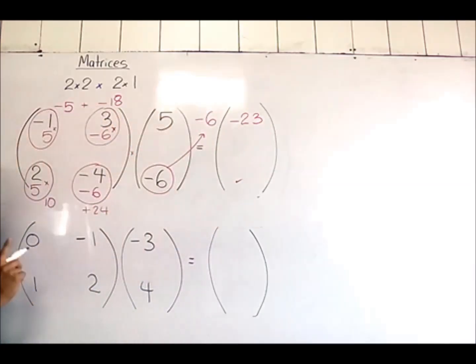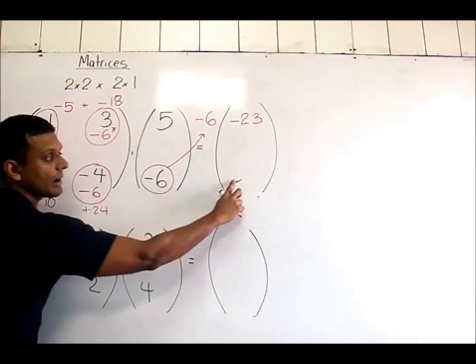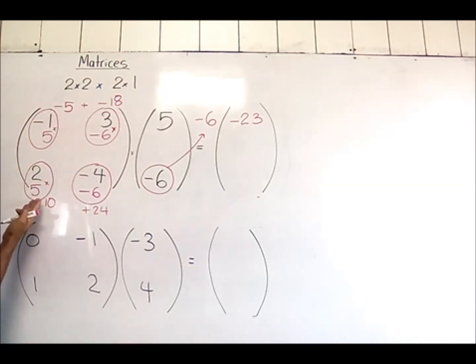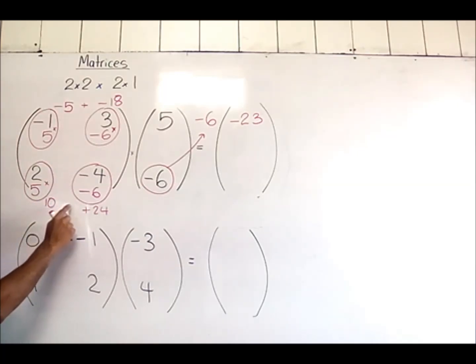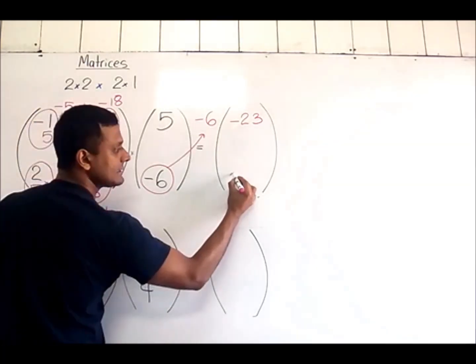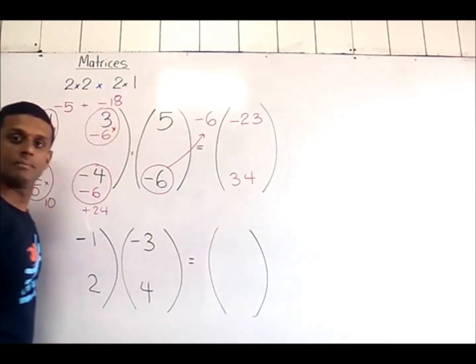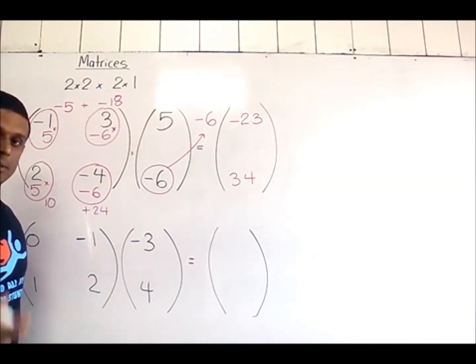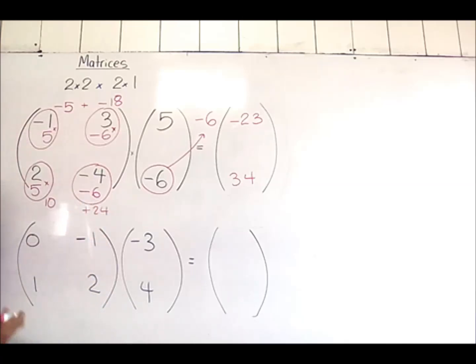That's our first answer. To get the answer underneath, we just add the two numbers underneath. 10 plus 24 is 34. And that's the end of the question. Let's try back again with a different example.